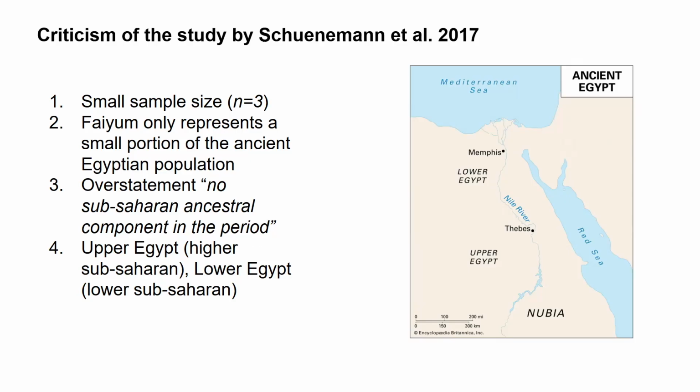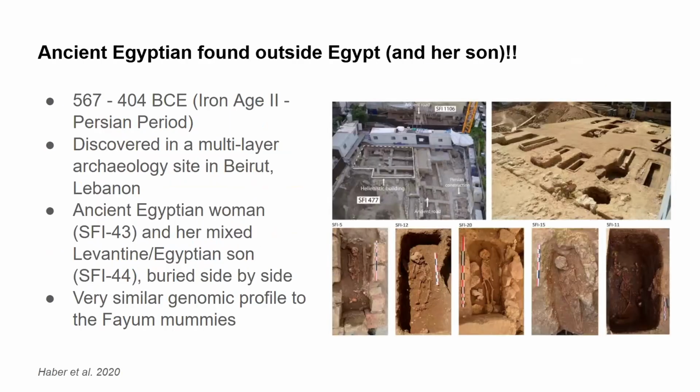And actually, I said a few slides ago, whenever I did the breakdown of all the ancient Egyptian samples, I showed you guys that one sample was discovered outside of ancient Egypt. So this was discovered in Lebanon. Not only did they find an ancient Egyptian, but they also found an ancient Egyptian and her son. And I'm going to show you guys how they found it. It's really fascinating. So this was around the Iron Age 2, so between 567 to 400 BC during the Persian period, so the Persian period of ancient Phoenicia.